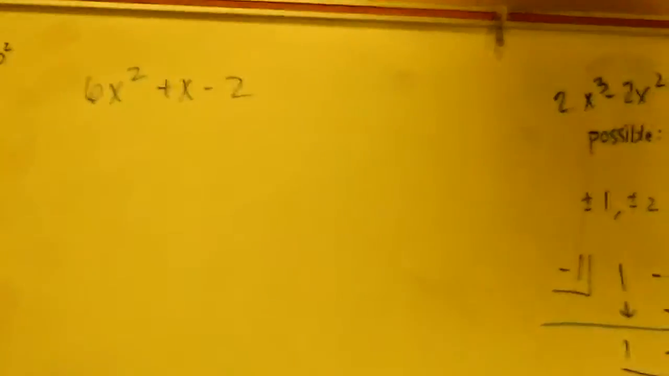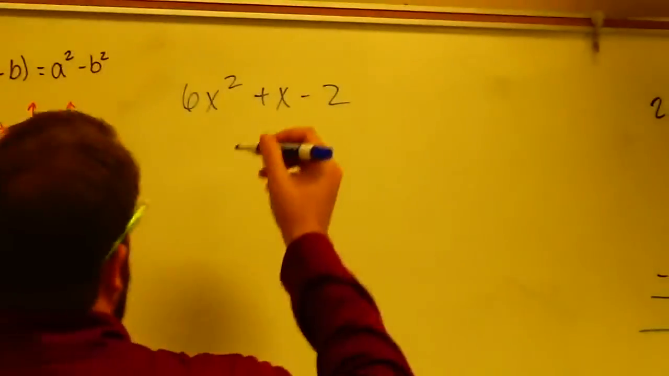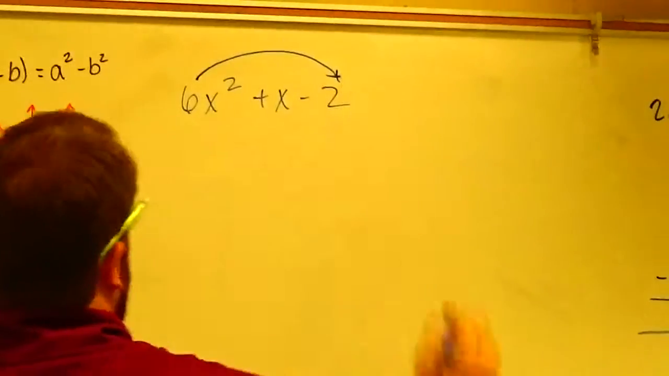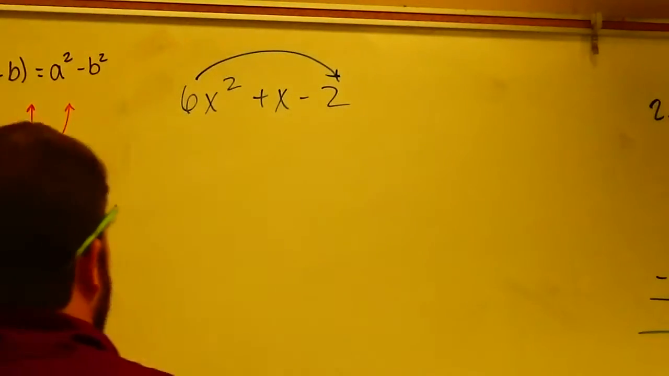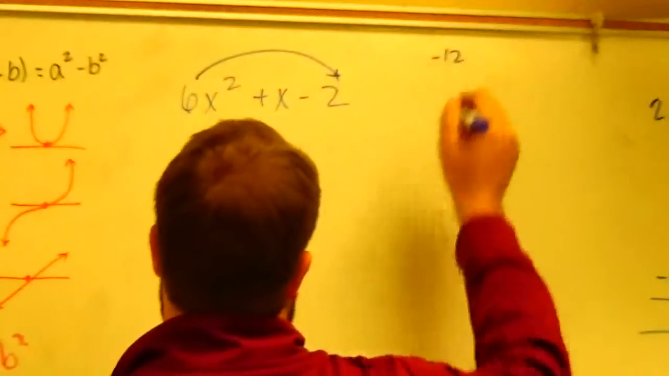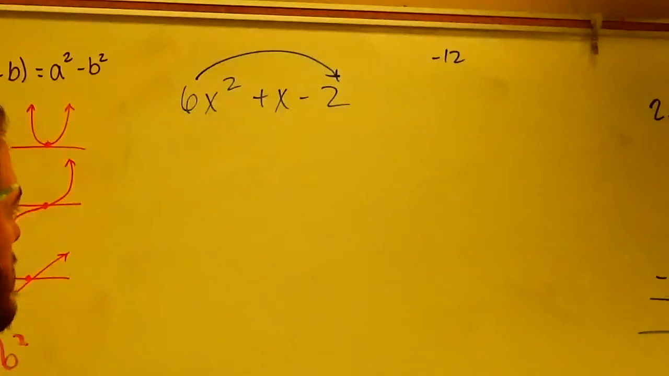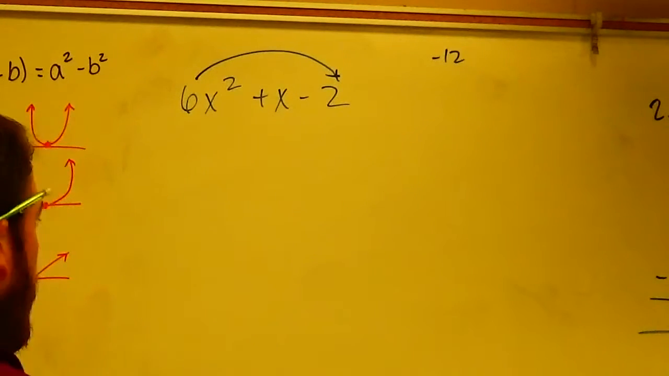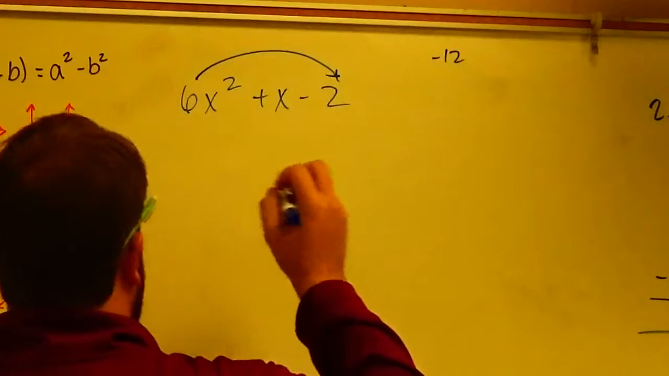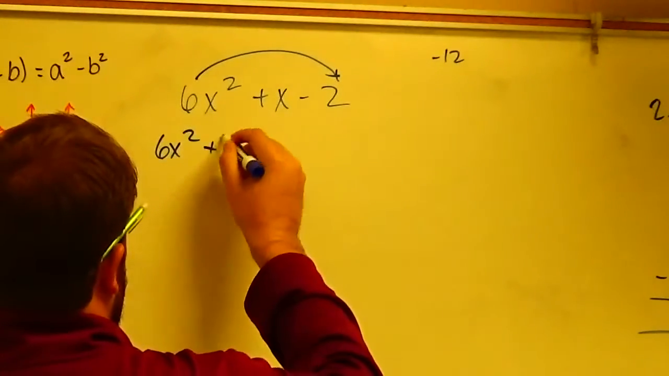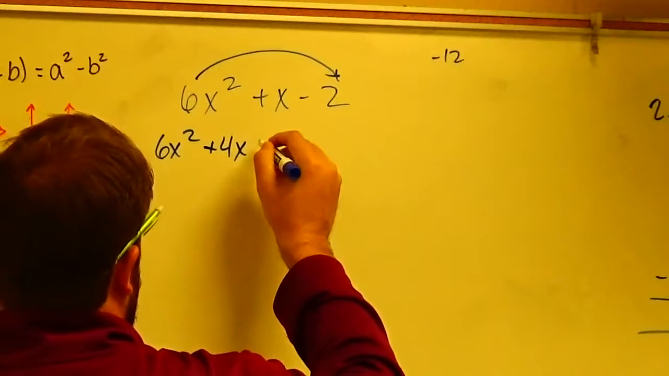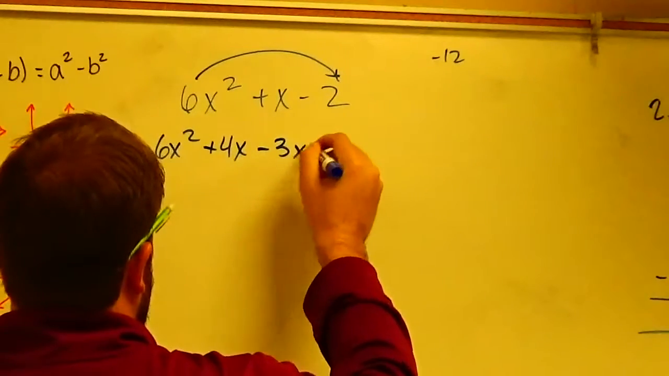Alright. So either way, I'm going to start by multiplying 6 times negative 2. What does that give me? Negative 12. So I want two numbers to multiply to negative 12 and add to 1. 4 and negative 3. So, the grouping way, I can do 6x squared plus 4x minus 3x minus 2.